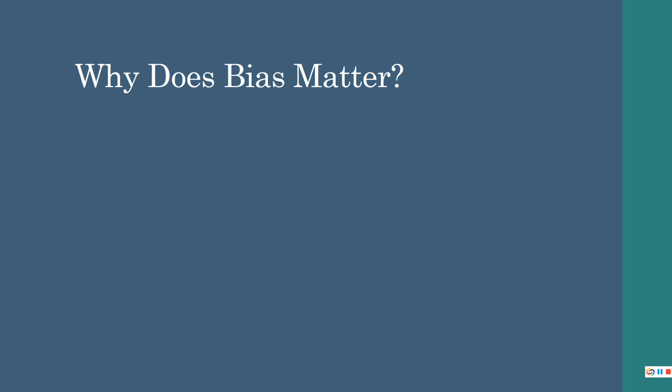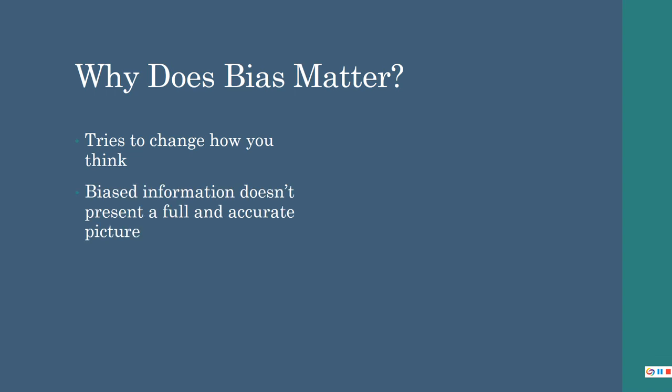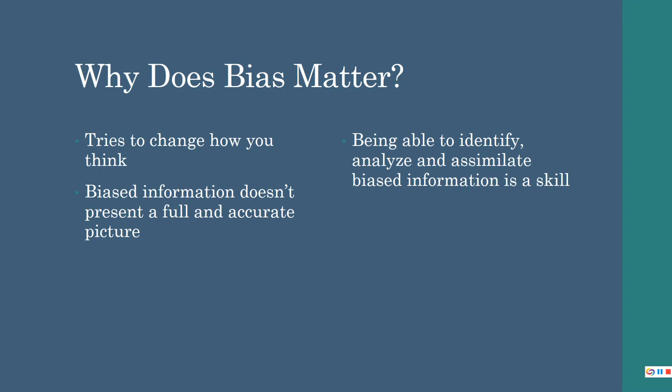Why does bias matter? What difference does it make if information sources are biased? Biased information tries to change your mind or how you think. Biased information sources don't present a full and accurate picture of a topic. Rather, they present only the facts that support their view and do so in a way intended to distort reality. If you are not aware of the bias being presented in an information source, you can easily believe or think exactly as the author desires. Being aware of bias and knowing how to identify, analyze, and assimilate biased information properly is a skill to be treasured. It puts you in charge of how you think instead of the print and media world.